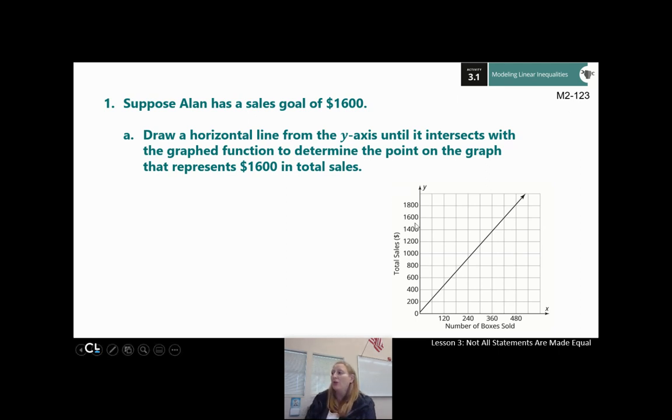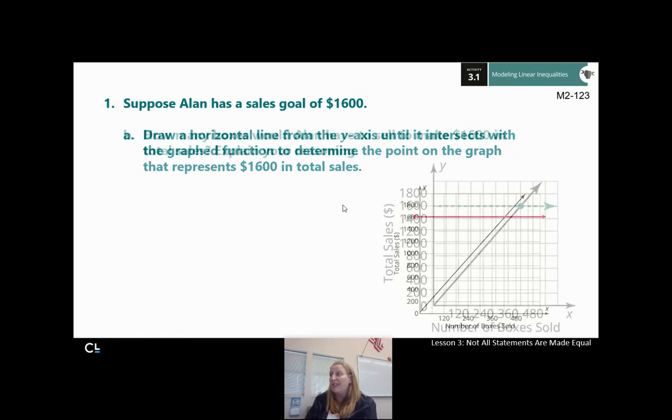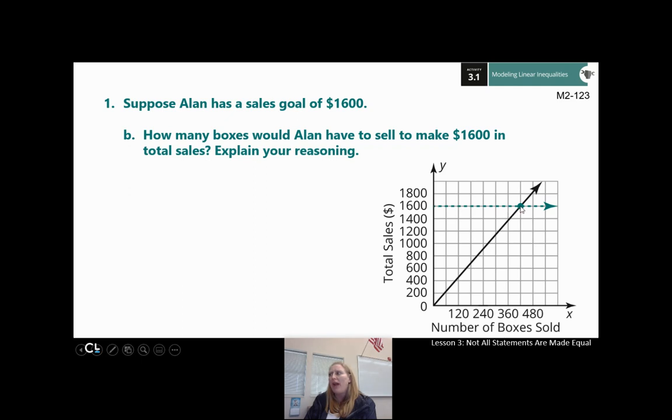All right, so I drew my horizontal line at $1,600, and I just made sure I drew it long enough so that it would smack right into my lovely function here. That was important because this point is an important point, right? If we're trying to figure out how much he has to sell in order to make $1,600, that's an important point. So now that we've found this important point, can you look at the graph and figure out how many boxes Alan would have to sell to make $1,600 in total sales? And we'll talk about your thoughts on that. Go ahead and hit pause, see if you can figure this out from the graph, and hit play when you're ready to continue the discussion.